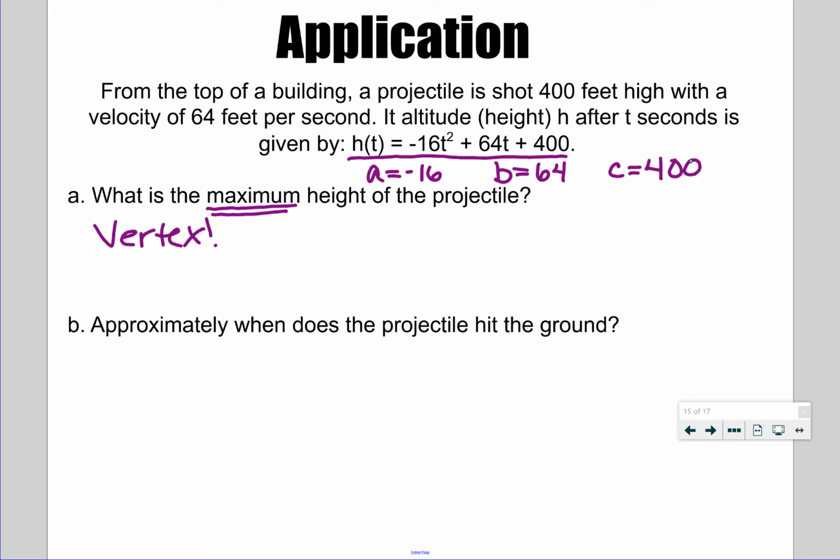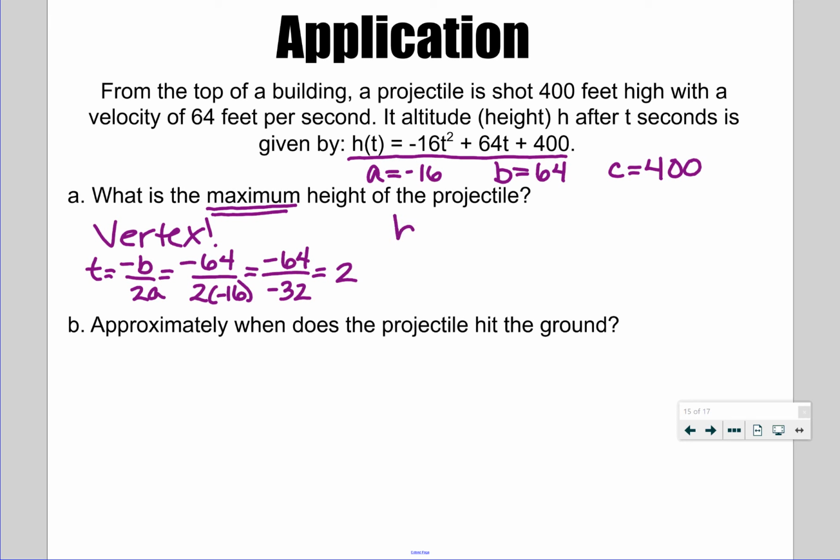To calculate the vertex, we know we're going to do negative b, or opposite b, over 2a. The opposite of b is negative 64. 2 times a is negative 16, so that's negative 64 over negative 32, which is positive 2. That is the x coordinate of your vertex, or in this case, the t value. You can see that's our variable in place of the x.